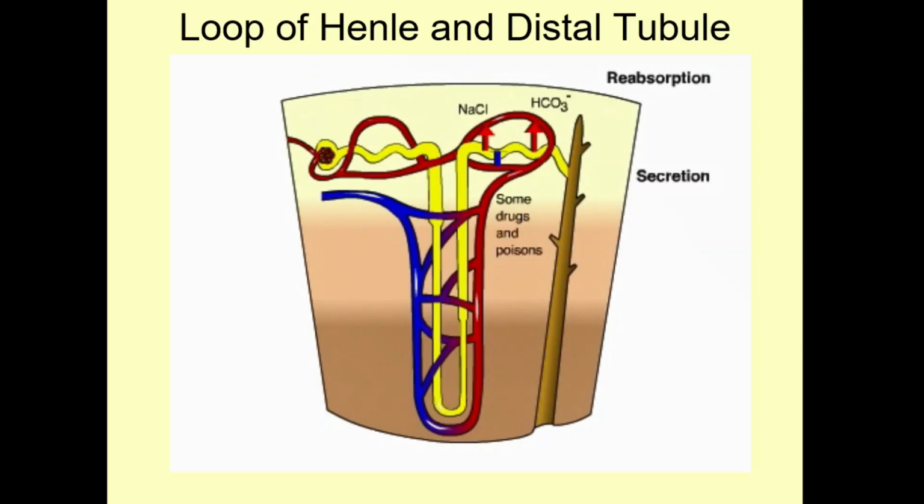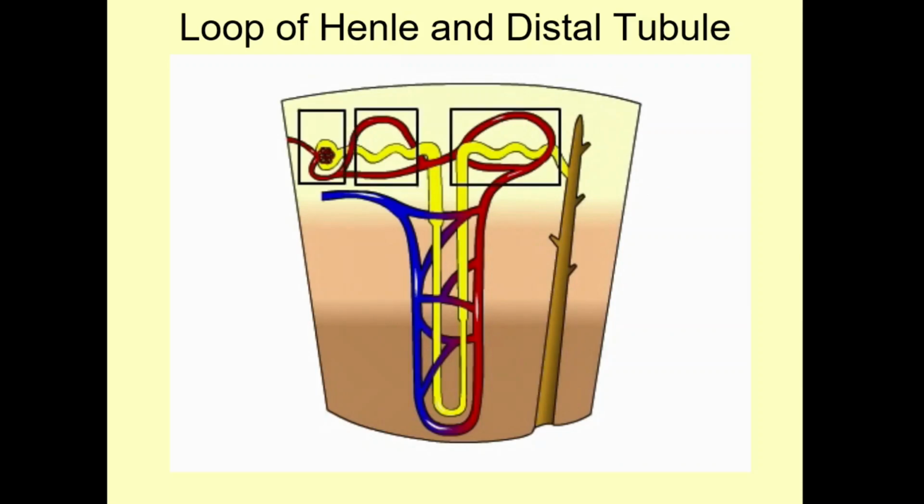Some drugs and poisons are secreted from the blood into the filtrate at this point. And this is another place where hydrogen ions may also be secreted into the filtrate to further adjust pH. There is a lot going on here. The main point is that the nephron is able to expel unneeded or harmful substances from the blood by filtration and secretion into the filtrate, and the nephron can reabsorb substances useful to the body.